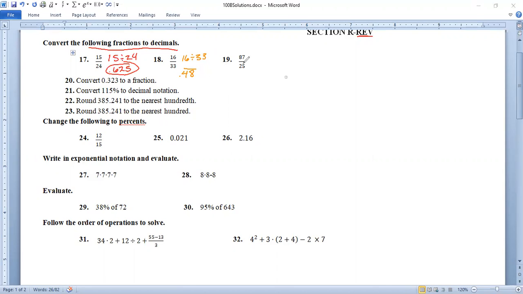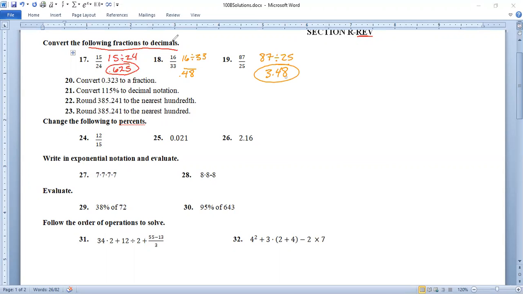All right, 87 over 25. We punch in 87 divided by 25, and we get 3.48. There we go.